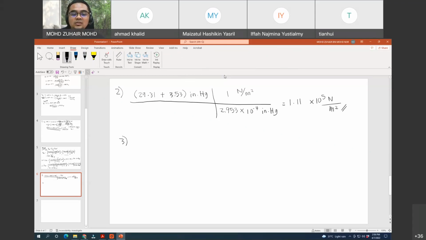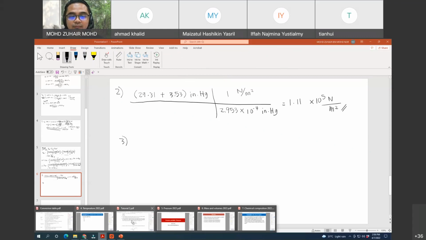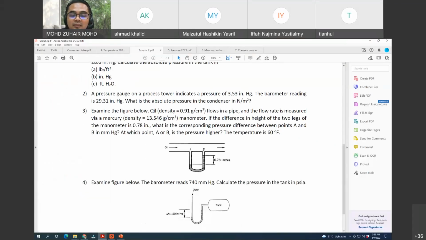Okay, so for question 3, examine the figure below. This is oil that flows from point A to point B with the density given, 0.91 gram over centimeter cube, flowing in a pipe. And the flow rate is measured via a mercury. This is the mercury inside of the manometer with the density of 13.546 gram over centimeter cube. If the difference in height of the two legs of the manometer is 0.78 inch.